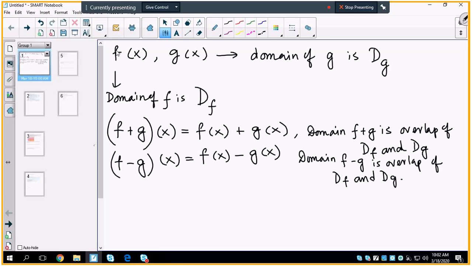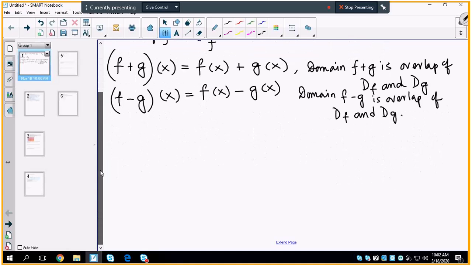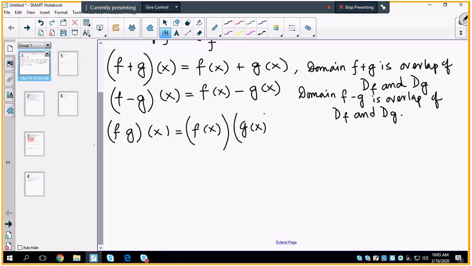And I can do the other two algebraic operations. Multiplying two functions looks like multiplication of the explicit form of the function f(x) with the explicit form of the function g(x). And as you can imagine by now, the domain of f times g, the product function, is also the overlap of f and g's domain.